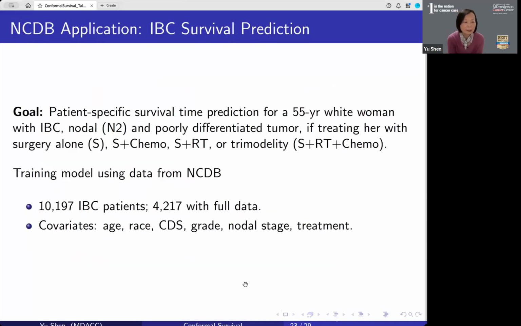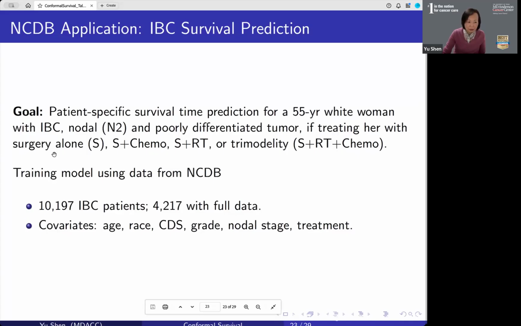Okay, here's the example data. Remember that we are dealing with this IBC patient population. We'd like to estimate the predictive interval for the patient-specific survival time. So we have a new patient coming, a 55-year-old white woman with IBC, node status N2 and a poorly differentiated tumor. Conventionally, there are different treatment options for her.